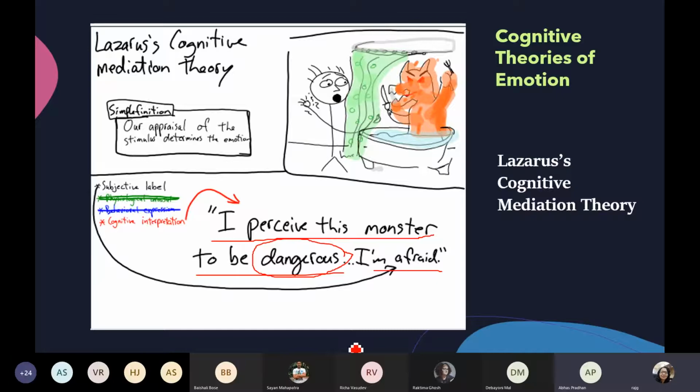Do you agree? A thought can arouse an emotion? Do you agree? Do you disagree? Yes. Can you give me an example? Ma'am, when we think of, say, freedom fighters, then we feel patriotic.